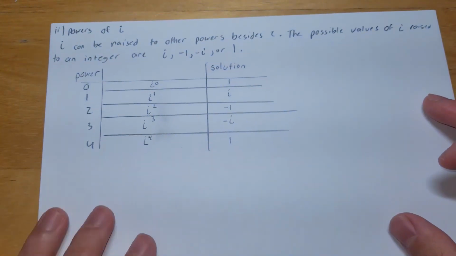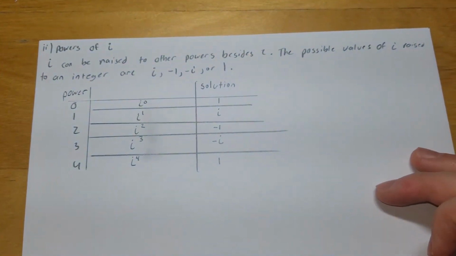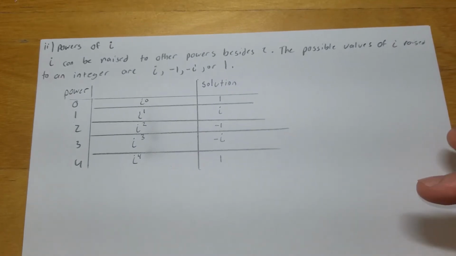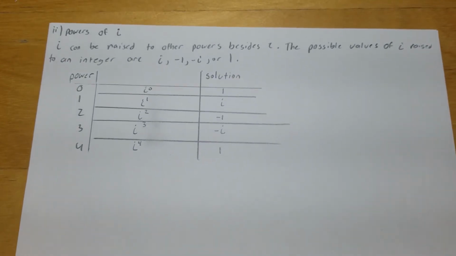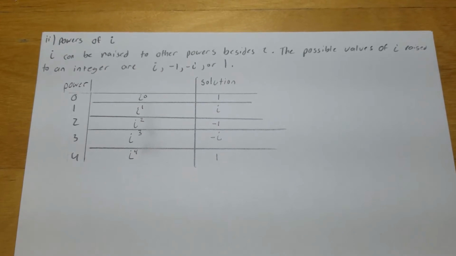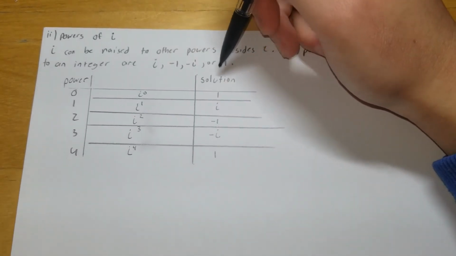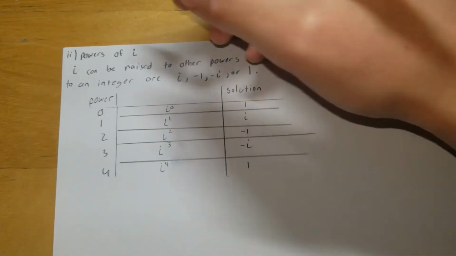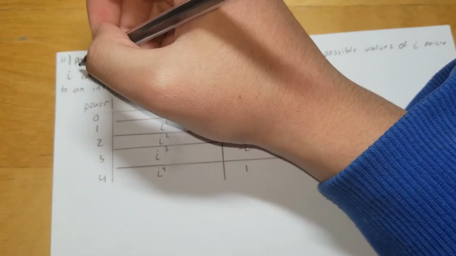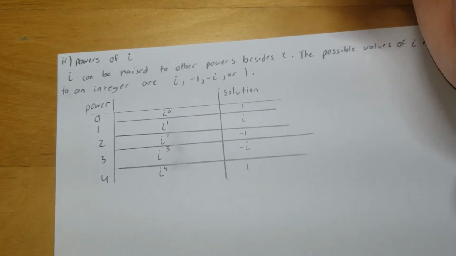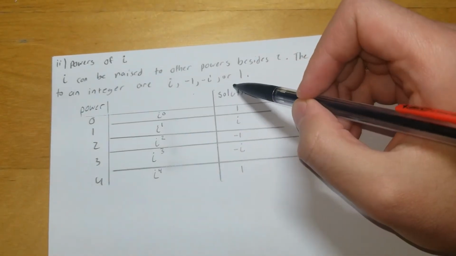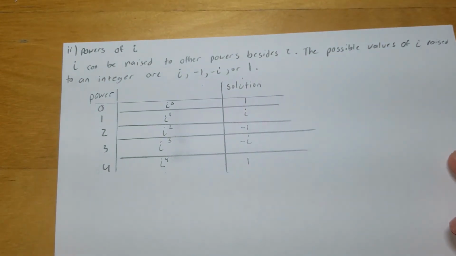What we have here is what we just looked at briefly, like i squared. It's called the powers of i. So i can be raised to other powers besides 2. The possible values of i raised to an integer are i, -1, -i, or 1. And this applies for any number, like let's say i^27 or i^45. You can just simply plug it in your calculator and you get one of these 4. And I drew a little table to clarify.